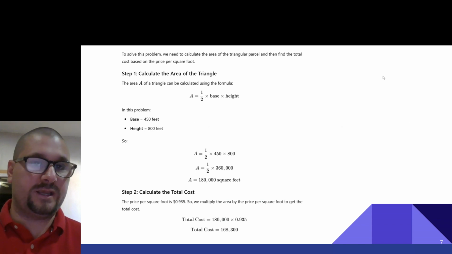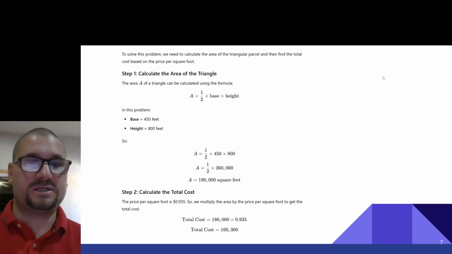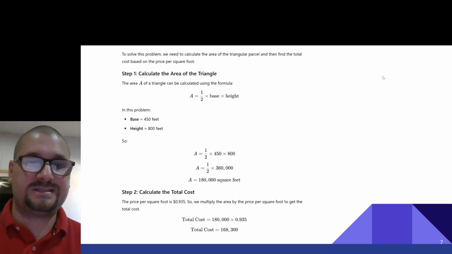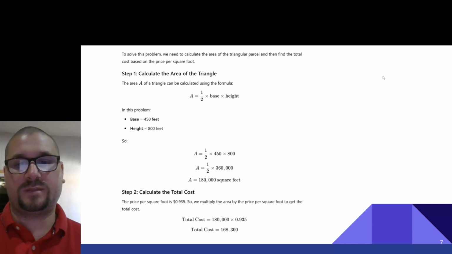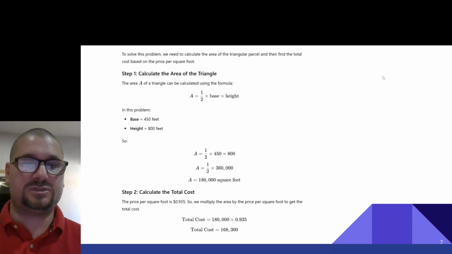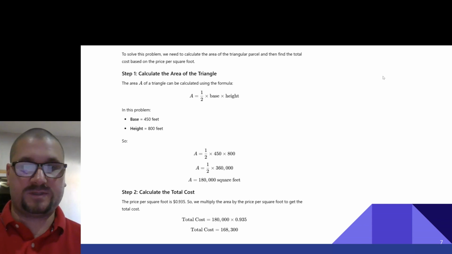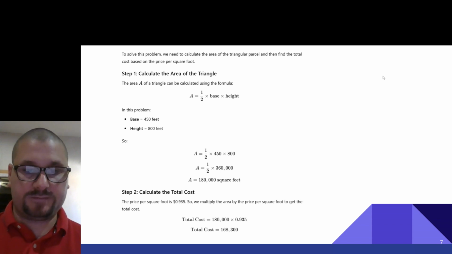All right, so now you have the area of the triangle. Now you want to calculate the total cost. The price per square foot is 0.935. So we multiply the area by the price per square foot to get the total cost. Total cost is 180,000 times 0.935, which gives you 168,300.